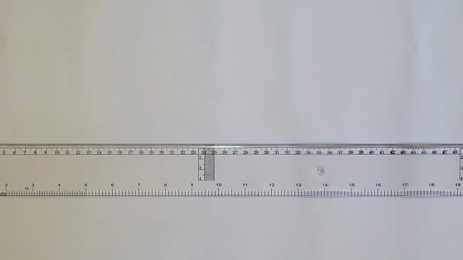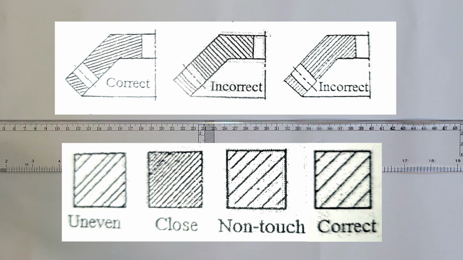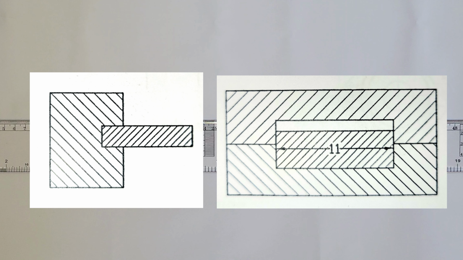Hatching rules. The hatching lines are usually drawn at a 45-degree angle. They should be spaced evenly, not too close, not too far apart. If two parts are close together, we can change the direction or spacing of the hatching so we can tell them apart easily.